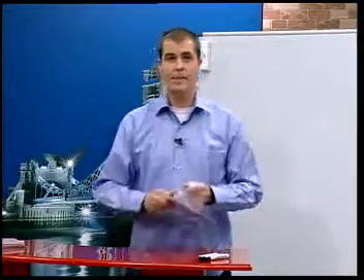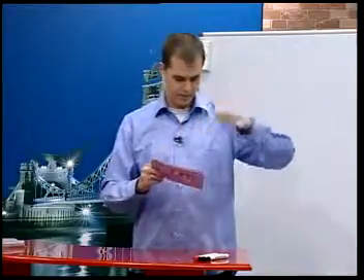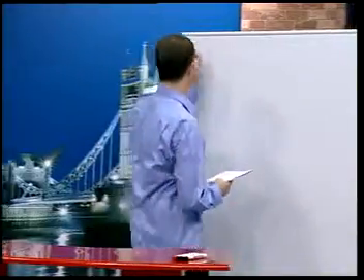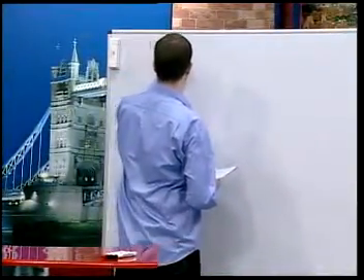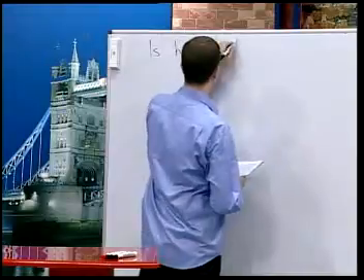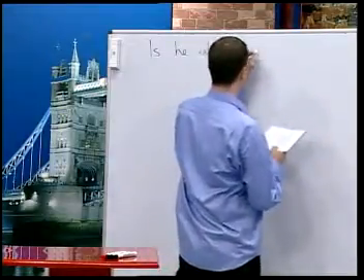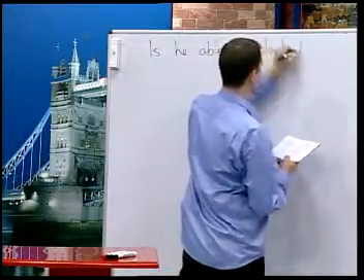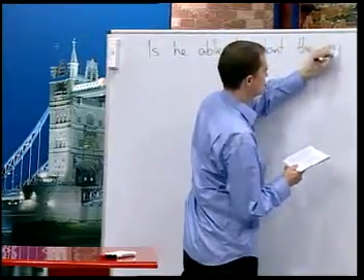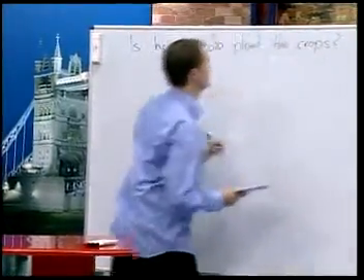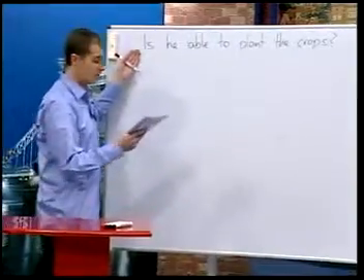To be able to means to have the ability to do something. It's the same as can for ability. The negative is not be able to. And you may ask a question with be able to like this. Is he able to plant the crops?